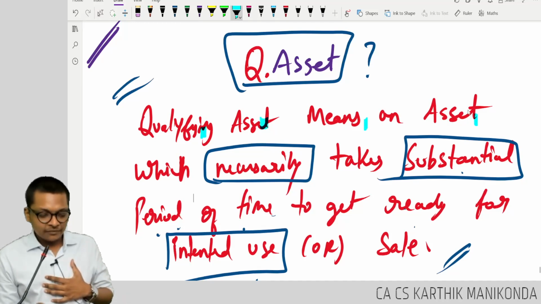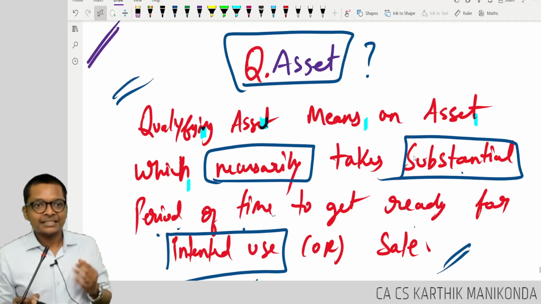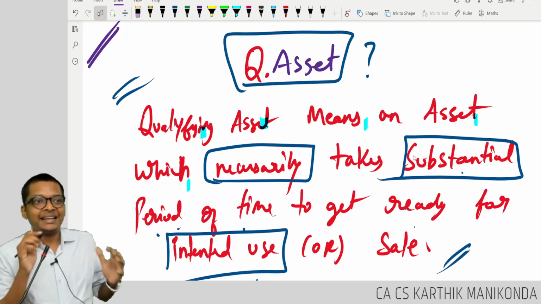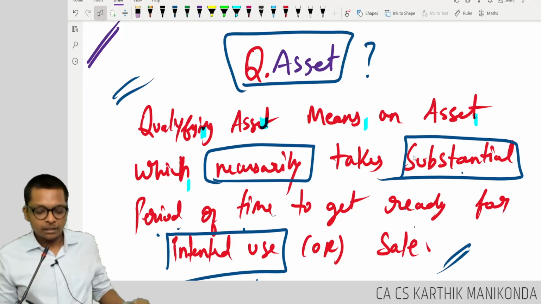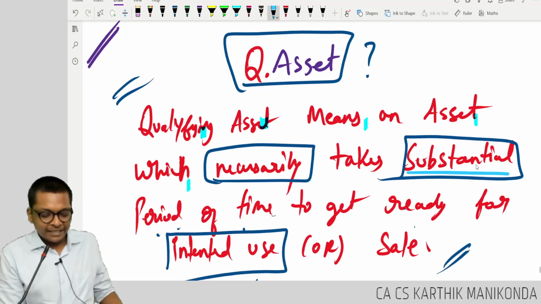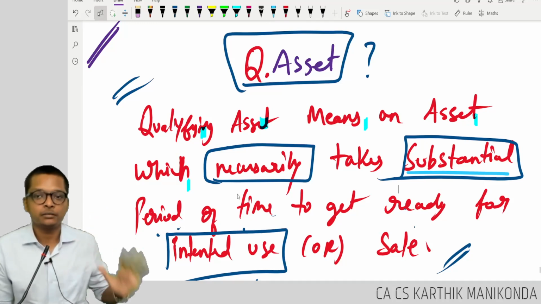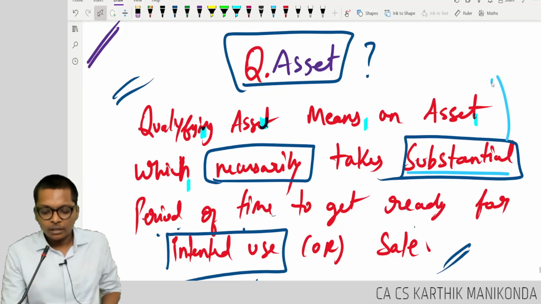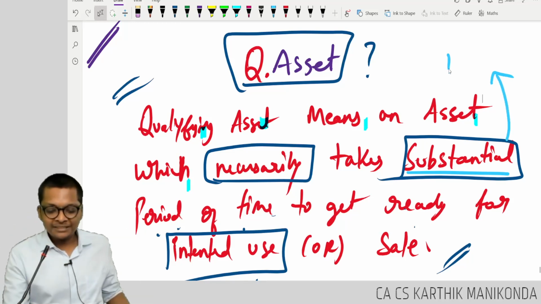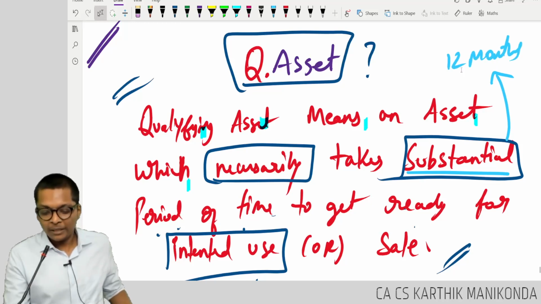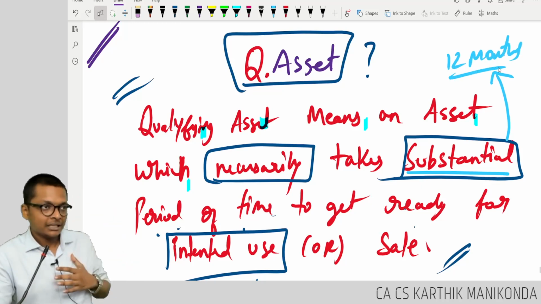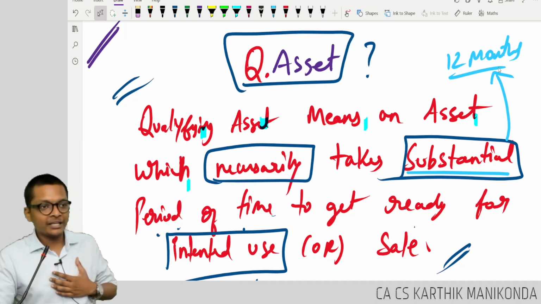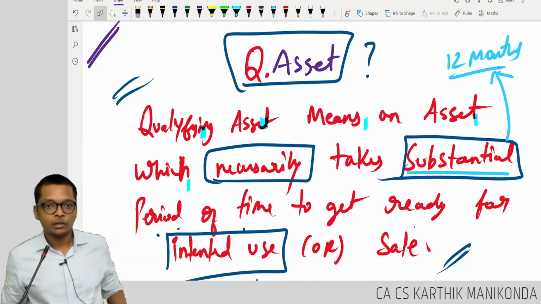Qualifying asset means an asset which necessarily takes substantial period of time. What is the meaning of this? An asset which takes time to get ready. The words substantial period, they have not defined in AS 16. Out of practice, we have more or less accepted substantial period to be 12 months. But don't follow it strictly. In some cases, it can even be 16 months. In some cases, it can also be 9 months. Are you following, guys? Substantial period means a long time for it to get ready.